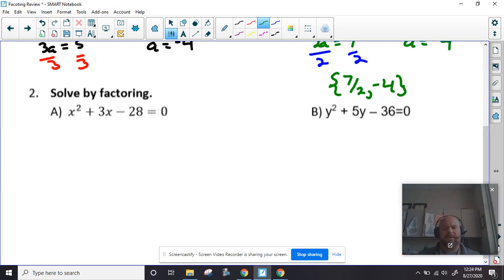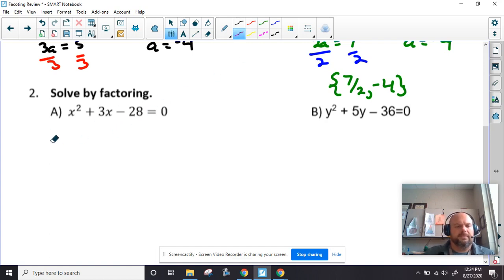Now, these are solving by factoring. Oh my goodness, if you don't get this problem right now, this is the third time we've had this in our lesson today. First, let's start by factoring. We should know by now, because this is the third time we've had this problem, that this is going to be a 7 and this is going to be a -4.